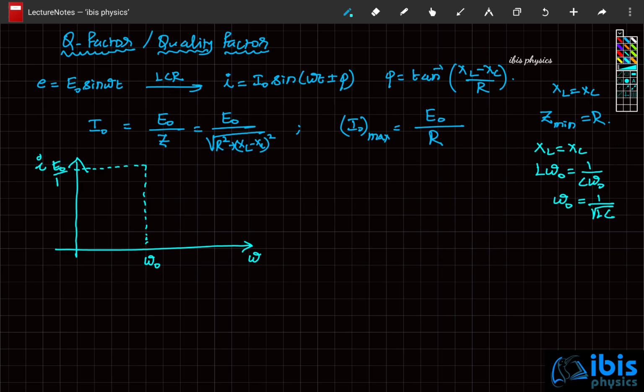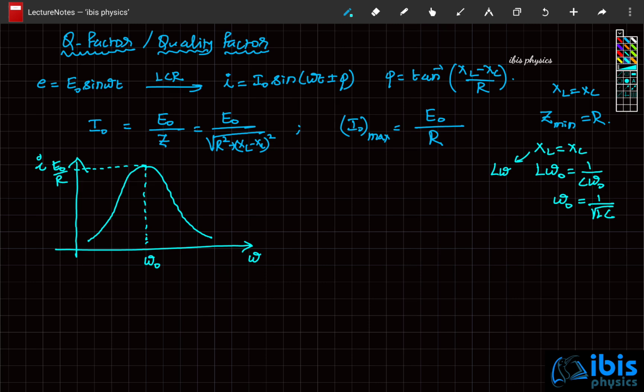On either side, because we know XL is L omega and XC is 1 by C omega, when the omega value changes, the current decreases. If the omega value increases, the current decreases on the other side as well. So the current is the maximum at omega naught.